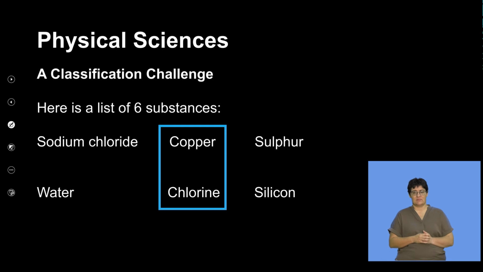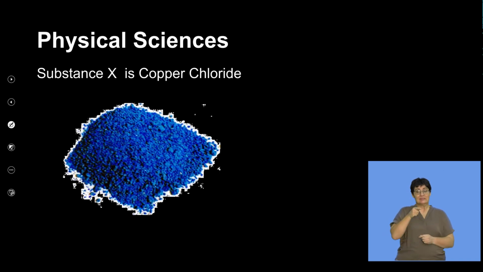Now, substance X could be a combination of more than one of the 6 substances that are given. If you come to think of it, copper and chlorine, if they react together, can form a substance. That substance is copper chloride, which is in solid form because it has similar properties to those of sodium chloride, because what is common is that both of them contain chlorine. Take note, the name is chloride.